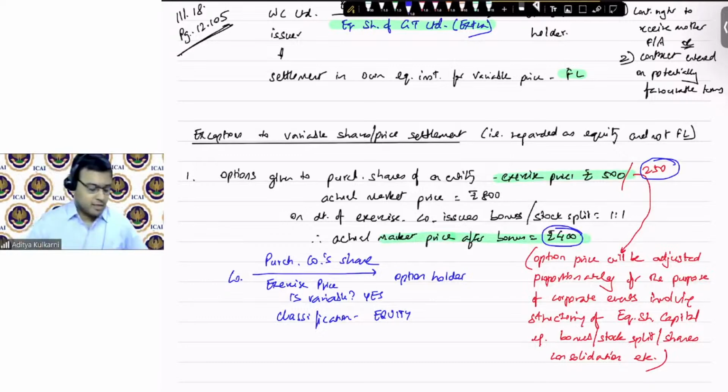First exception came to know. You need to have both the components fixed. You need to have the number of shares as well as price fixed for it to be classified as equity. So that is why we call it the fixed for fixed test. If your settlement in own equity passes the fixed for fixed test, then it will be regarded as equity. Otherwise, it will be a financial liability or a financial asset, as the case may be.